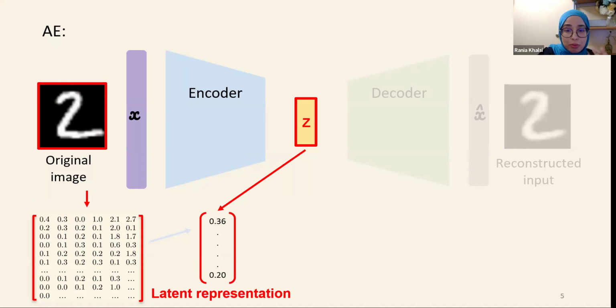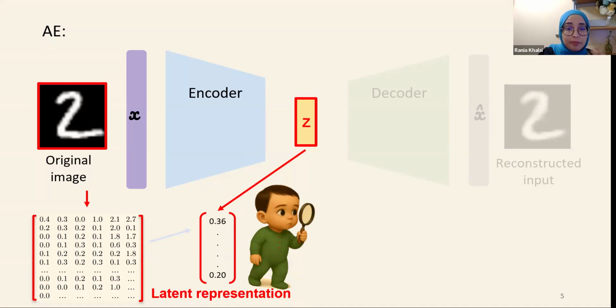Let's now zoom in on these representations. They actually live in a smaller and, let me say, more interpretable space. This space is known as the latent space. And in a standard autoencoder, the latent representation Z is simply represented with a single point within that space, okay?